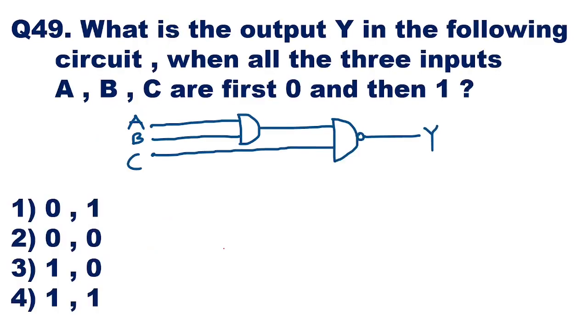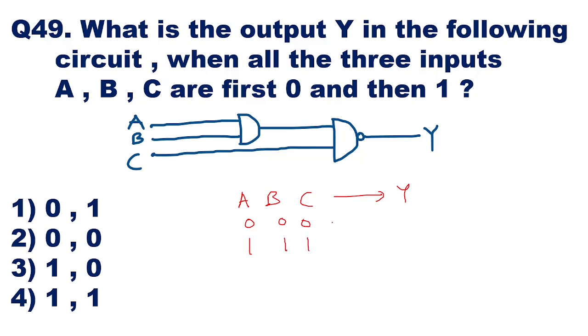What is the output Y in the following circuit when all the three inputs A, B, C are first 0 and then they are 1? So what will be the output Y when A, B, C are 0, 0, 0? And what will be the output Y when all these three inputs are 1, 1, 1?